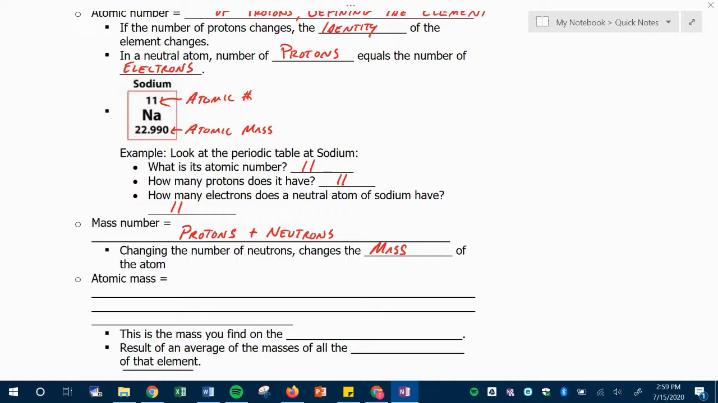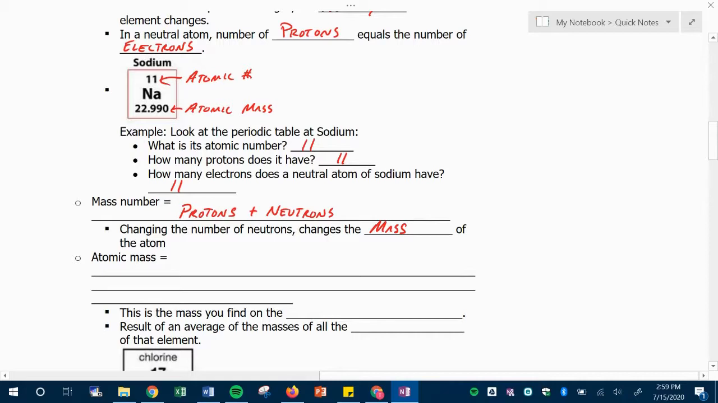But with this, if we have an element such as sodium, and the mass number is protons plus neutrons, keep in mind the periodic table says 22.990, right? But if that's supposed to be the mass, why is it 0.990? Because we can't have 0.99 of a proton or 0.99 of a neutron. We either have a whole one or we don't. And so this is where the idea of atomic mass comes in.